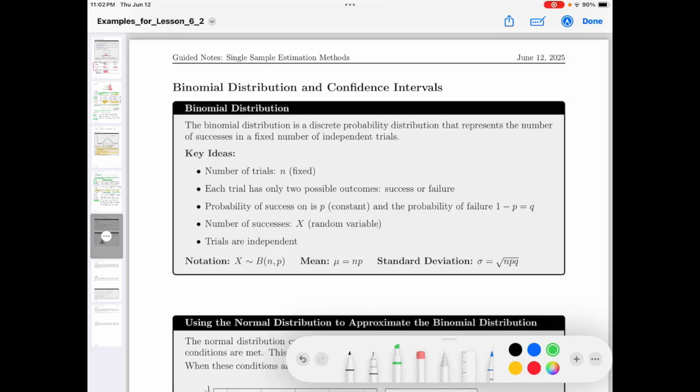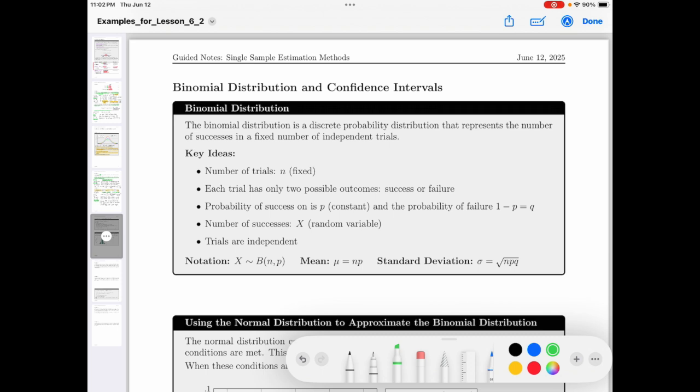Now let's move on to confidence intervals for proportions. When we want to estimate a population proportion, we should be using the binomial distribution. However, when the sample sizes are big enough, it's a lot more convenient to use the normal distribution. And the central limit theorem allows us to do that when the sample sizes are big enough.